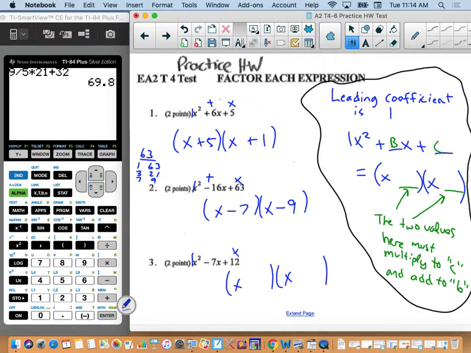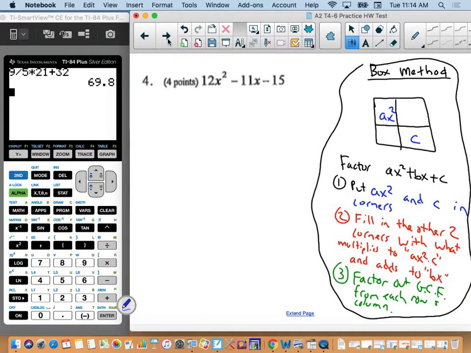2 numbers that multiply to 12 and add to negative 7 would be negative 4 and negative 3.